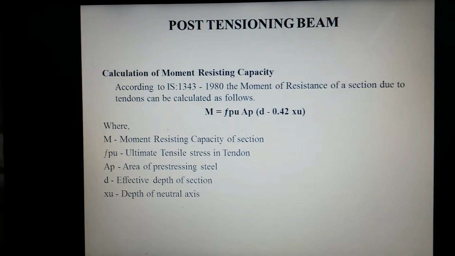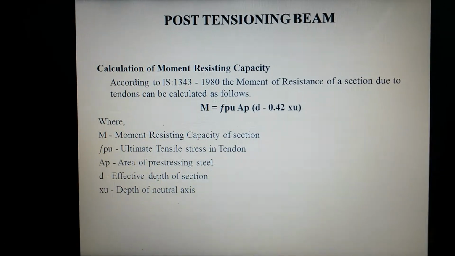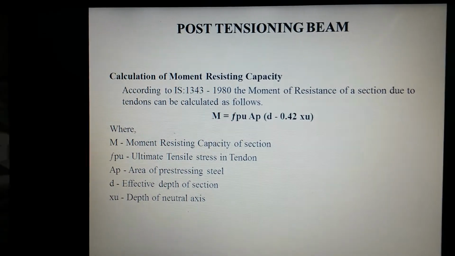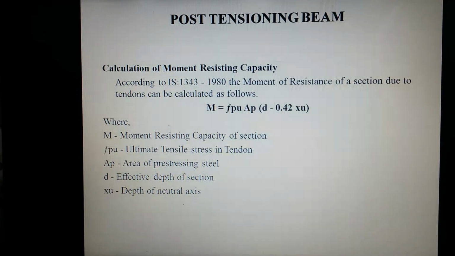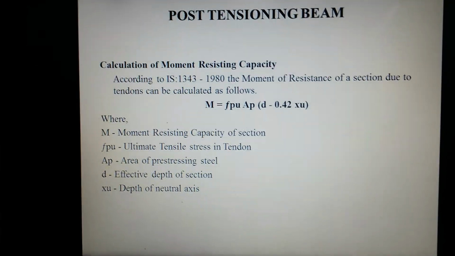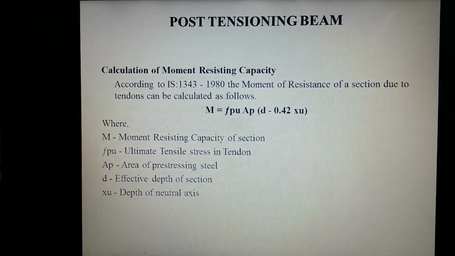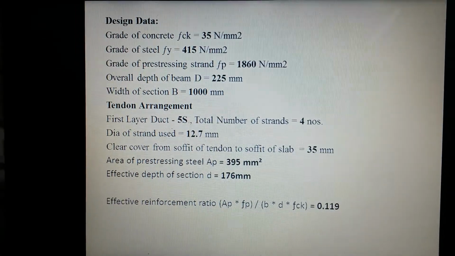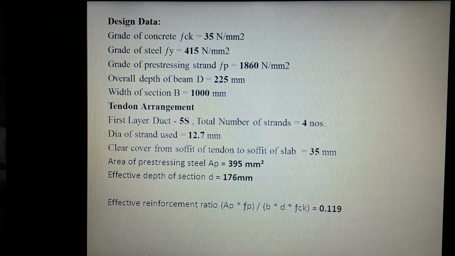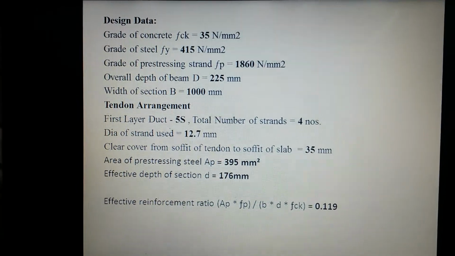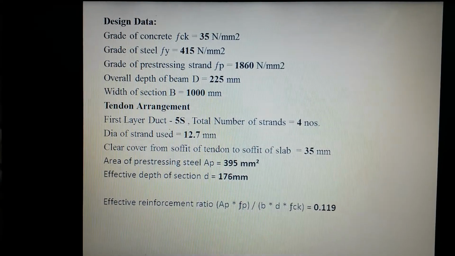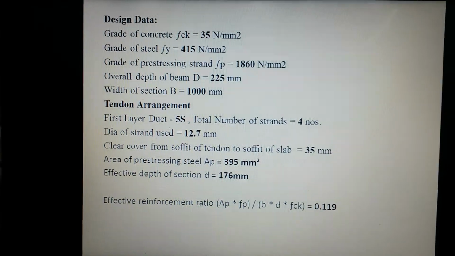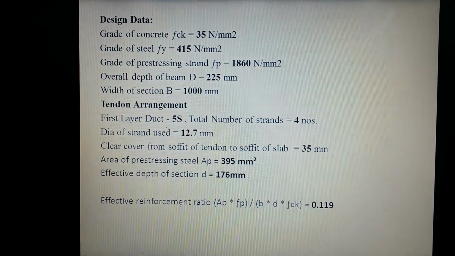This is the post tensioning beam design. For this design, we used codebook IS 1343 1980. From this, the moment of resistance due to tendons is calculated using this formula. The grade of concrete we used is M35 for post tensioning, so fck is 35, and the grade of steel fy is 415, while the grade of pre-stressing strand is 1860 Newton per mm square.